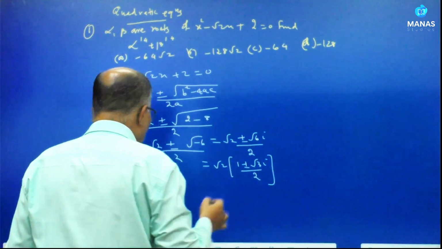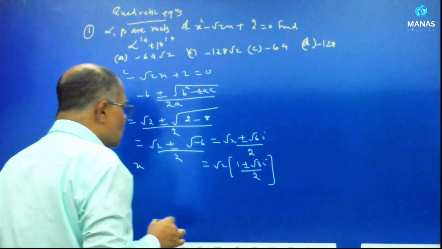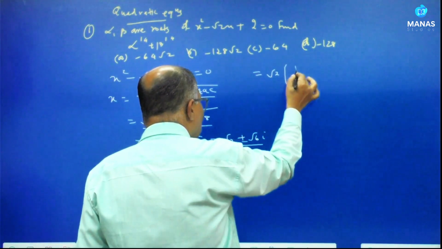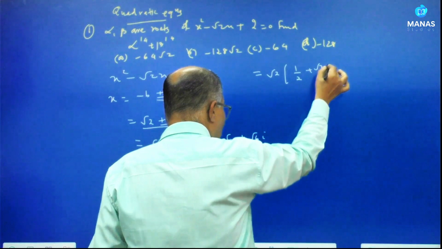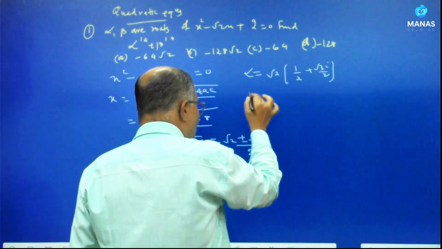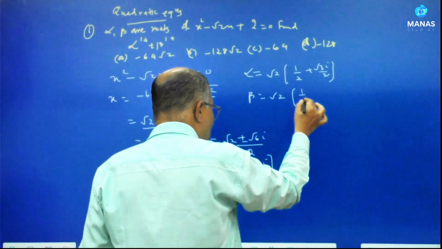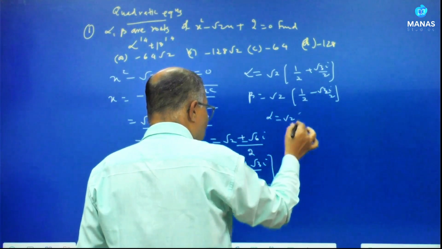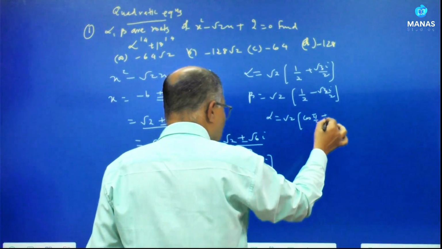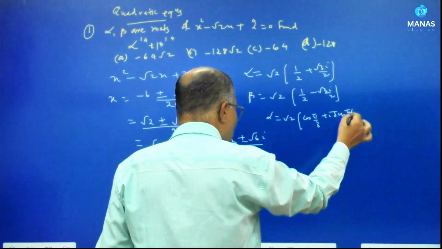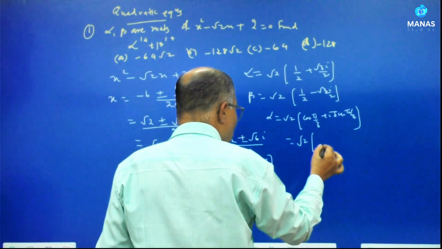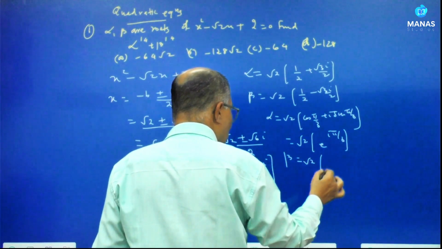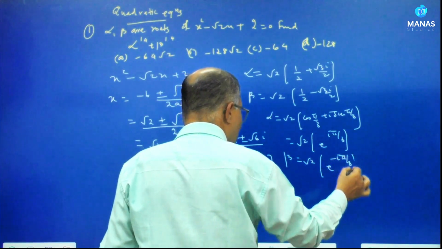divided by 2, that is x is equal to, which is equal to root 2 into 1 by 2 plus root 3 i by 2, one root, that is alpha. Another one is root 2 into 1 by 2 minus root 3 i by 2. That is alpha is equal to root 2 into cos pi by 3 plus i sin pi by 3. That is equal to root 2 into e to the power i pi by 3. And beta is equal to root 2 into e to the power minus i pi by 3.